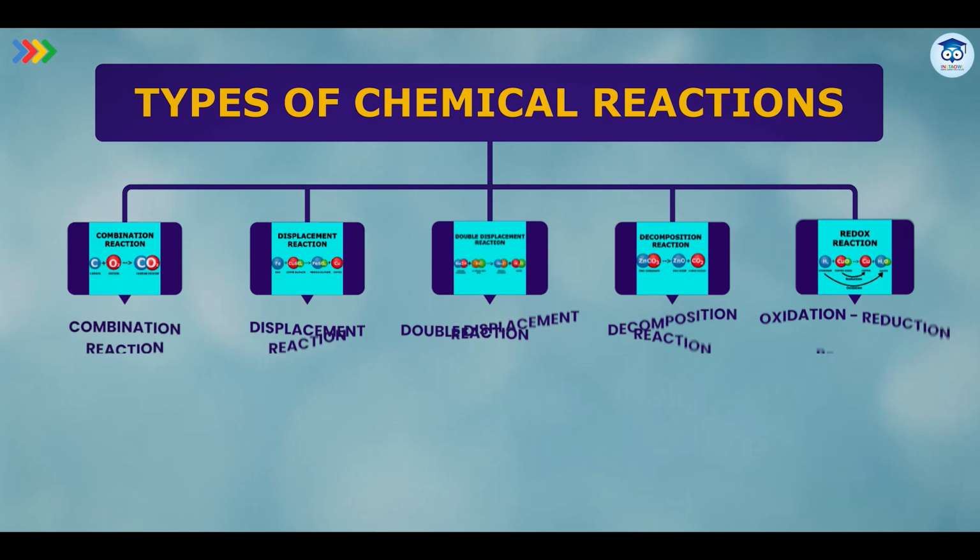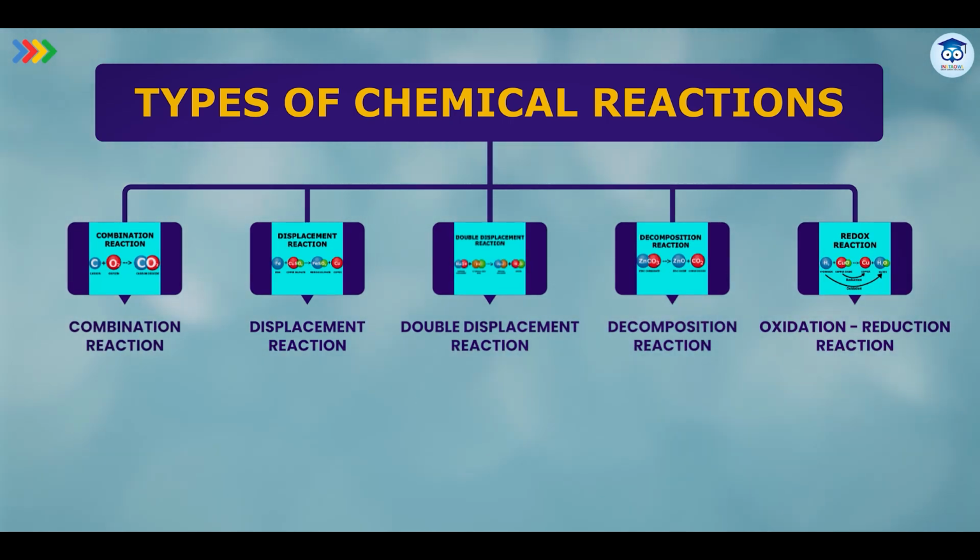Now let's move to another important topic of the chapter, which tells us about the types of chemical reaction. These are the different types of chemical reaction that we'll be discussing in the chapter: combination reaction, displacement, double displacement, decomposition, and oxidation reduction reactions.